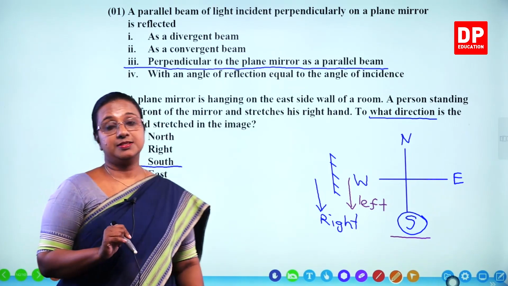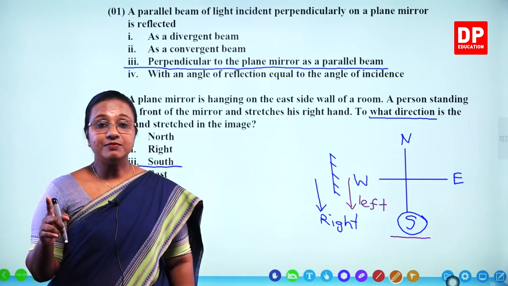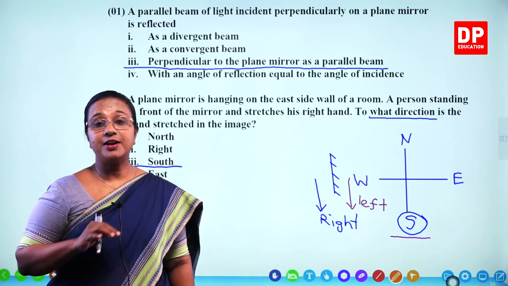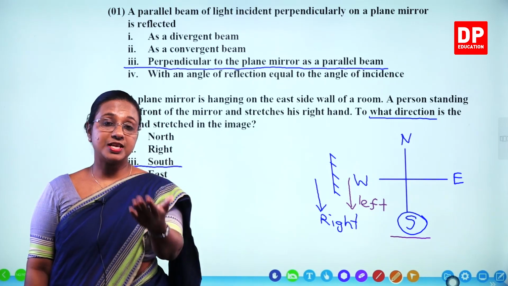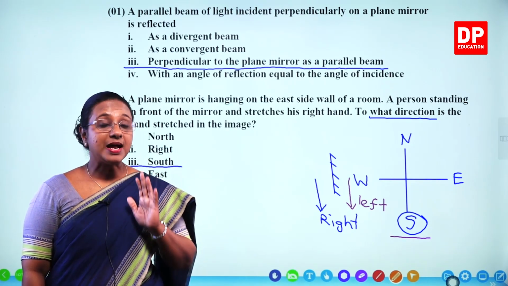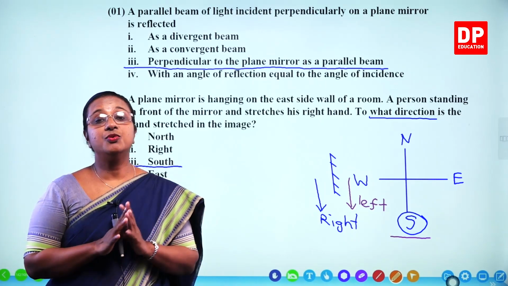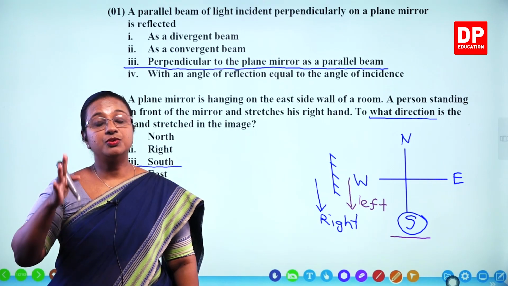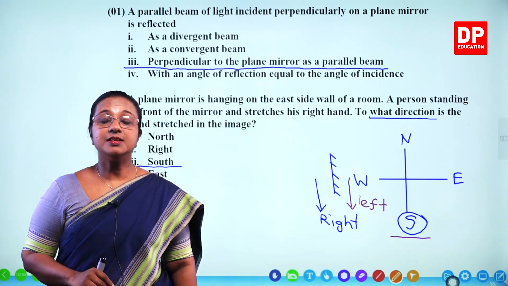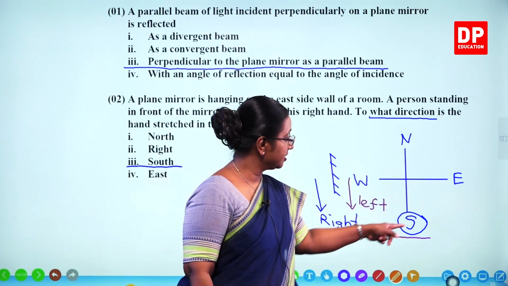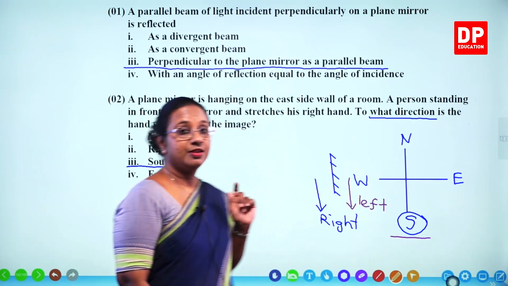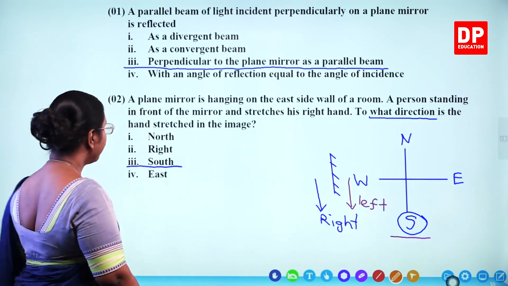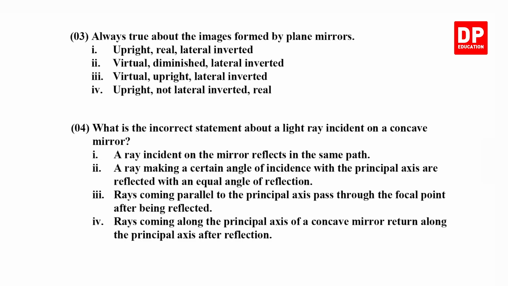So remember students, there is lateral inversion in a plane mirror. So our right hand looks as the left hand of the image. Our left hand looks as the right hand of the image. But still, the directions don't change. If you stretch it towards the south, in the image also, the hand is stretched towards the south. Why? The directions won't change. So, I hope you understood this question properly. Now, I will move on to the next one.